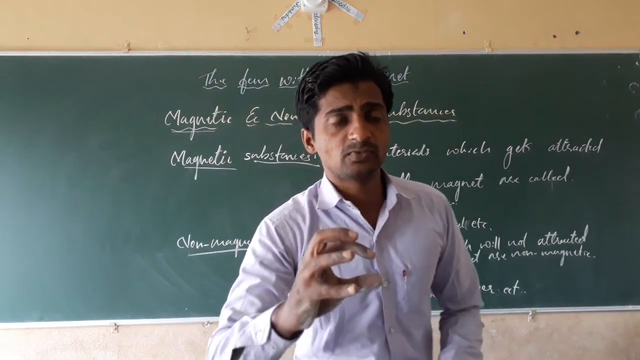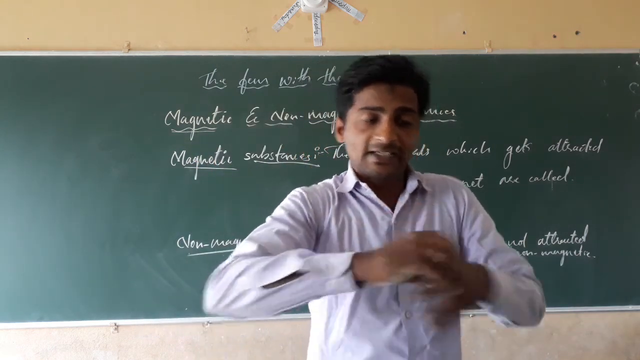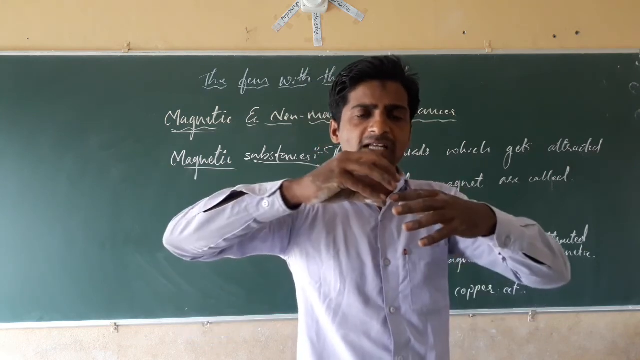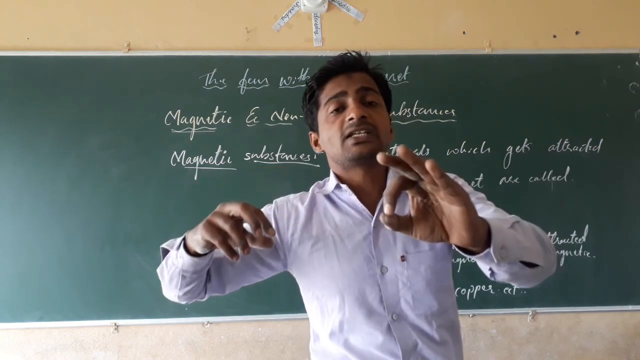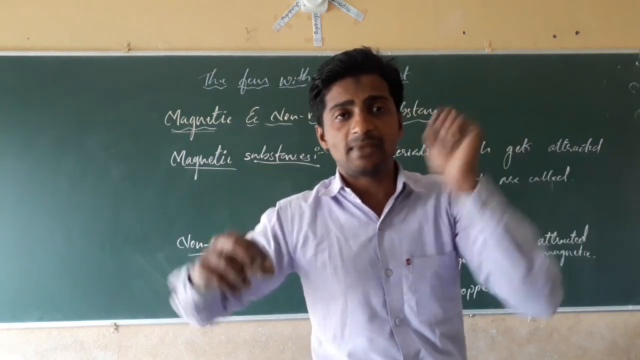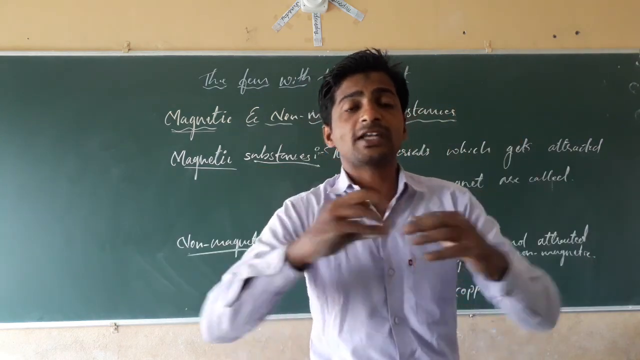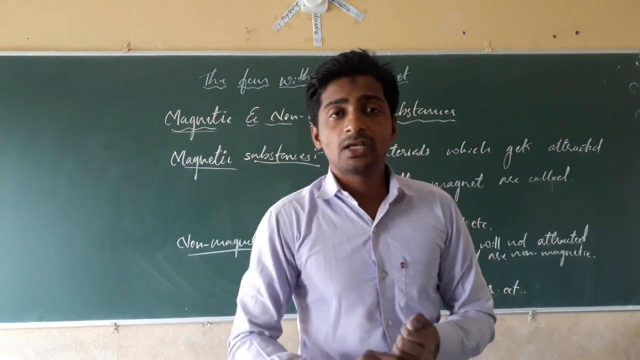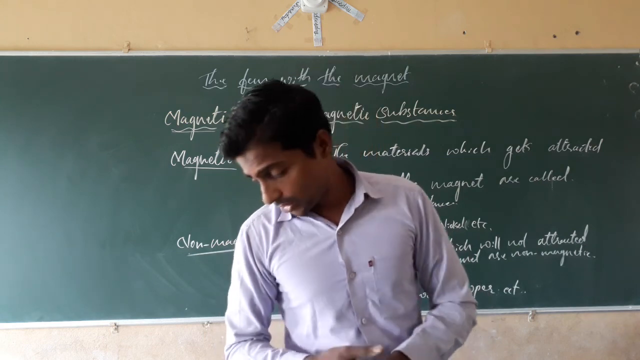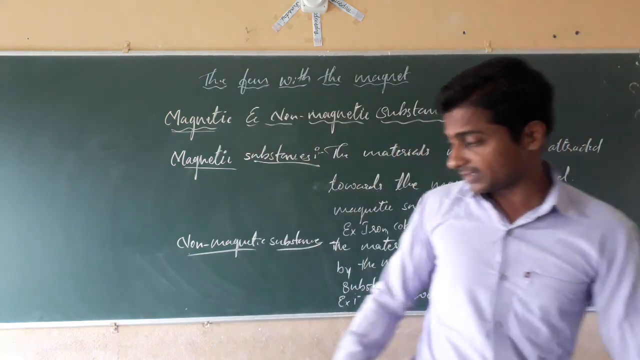Magnetic substances are the materials which get attracted by the magnet. If we bring the magnet in contact with the materials and they get attracted towards the magnet, such materials are called magnetic substances. The substances which do not get attracted towards the magnet are called non-magnetic substances. That's all about today's class. The remaining we will study in the next.